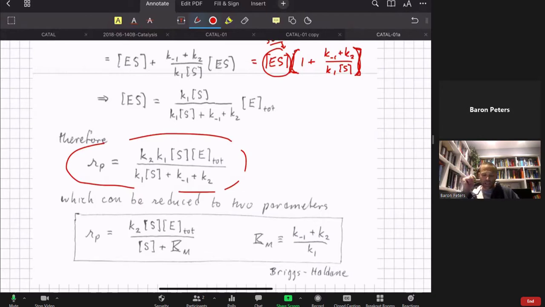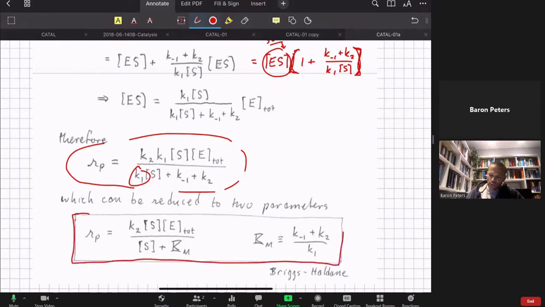We won't do that here. We're going to write this in the form that's familiar from the enzyme kinetics literature, and that's this Michaelis-Menten form. So what we're going to do is divide everything by K1. If we divide everything by K1, then we get a bare substrate concentration in the denominator plus this Michaelis constant, K sub m, which is K minus 1 plus K2 divided by K1. And in the numerator, we just killed off this K1 term. This is my final answer.